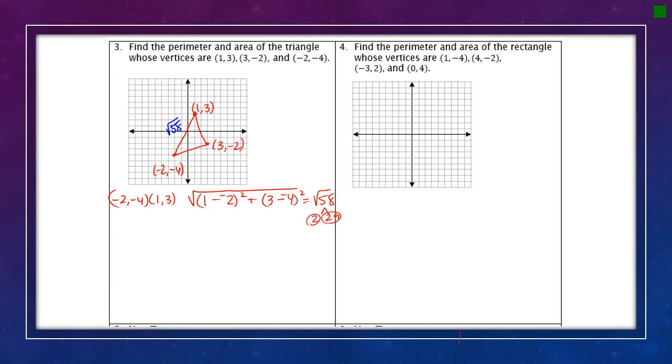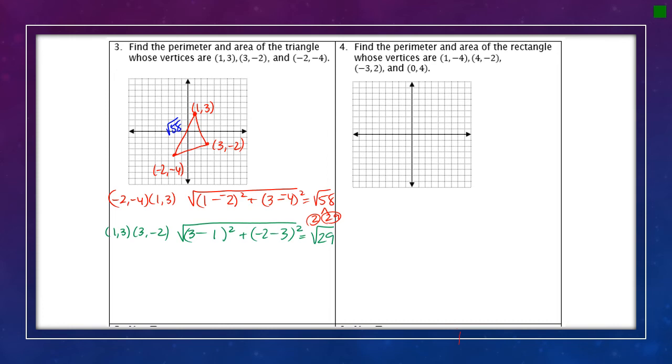Okay, next one. Let's do the points 1, 3, and 3, negative 2. So I have my formula here. All right, so I would have 3 minus 1 and negative 2 minus 3. So that would be 4 plus 25, or 29. Okay, 29, there's nothing we can do, so we get to leave it how it is.